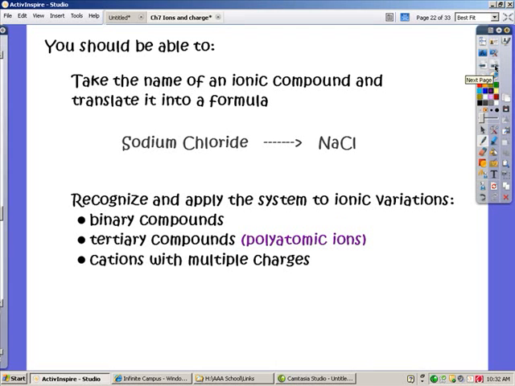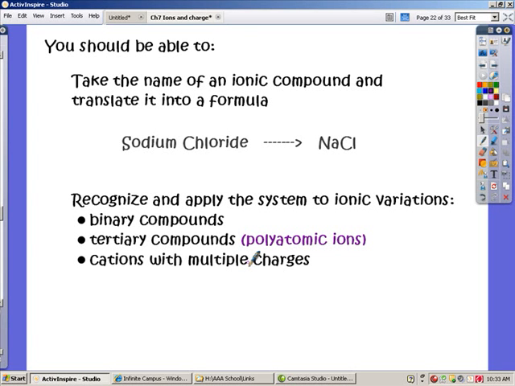Now here's what we're going to be able to do. We're going to take the name of an ionic compound, like sodium chloride, and we're going to be able to turn it into its symbol form, the chemical formula here. There are some variations to this, 3 of them. One of them is a binary compound. This means 2 elements that's a part of it. Sodium chloride is a binary compound. It has just sodium and chlorine.